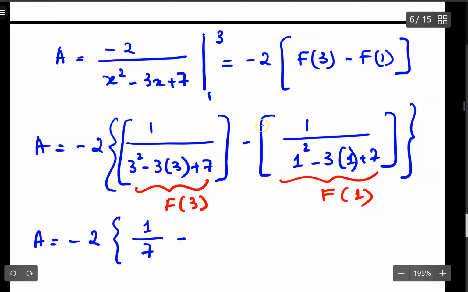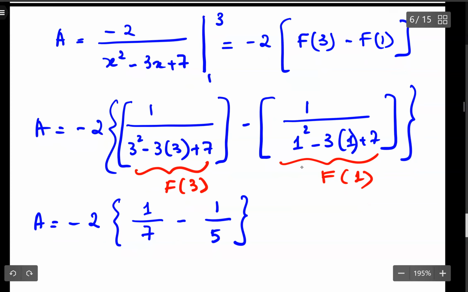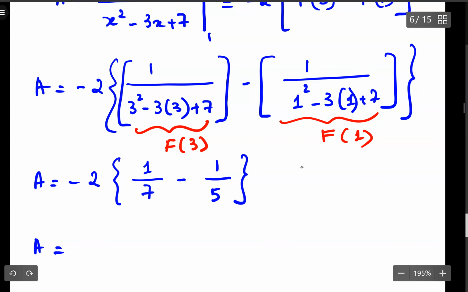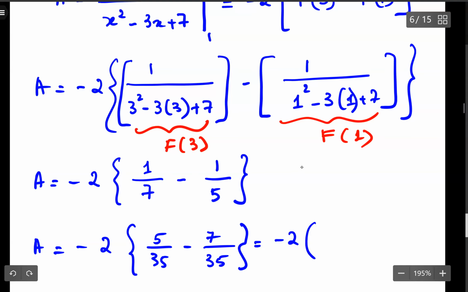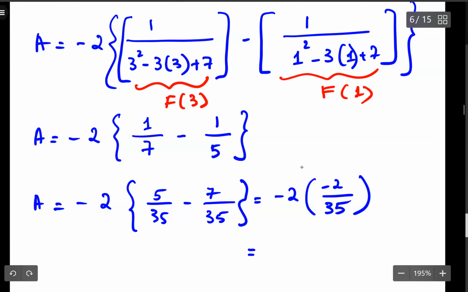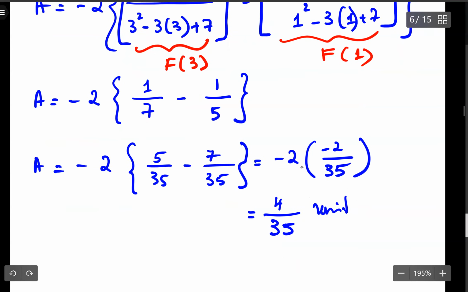And I subtract this with 1 minus 3, which is minus 2, plus 7 is 5. So I should have 1 over 5. So A will be equal to negative 2 times 5 over 35, subtract 7 over 35. So I should have negative 2 times negative 2 over 35. My final answer should be positive 4 over 35, a unit square.